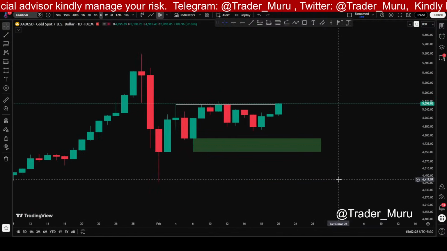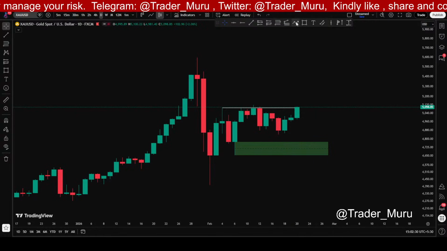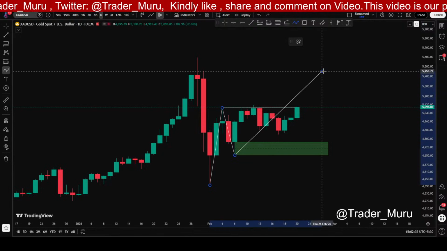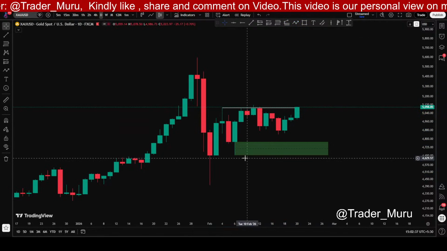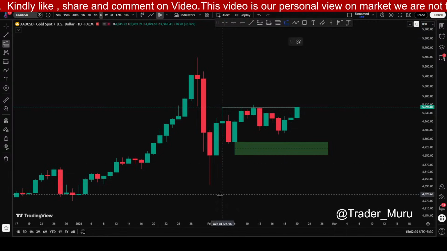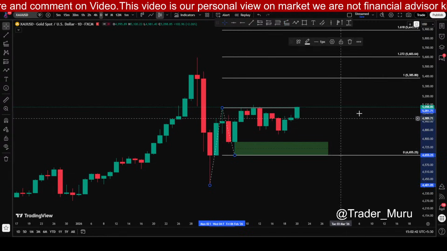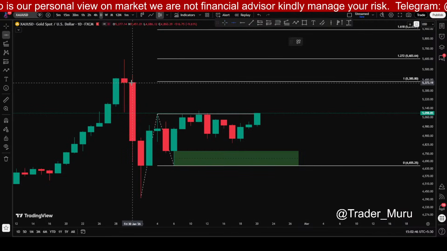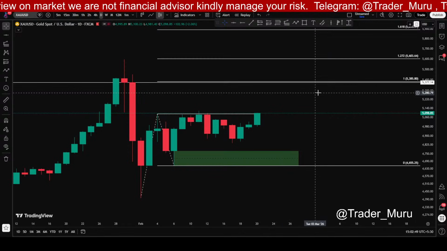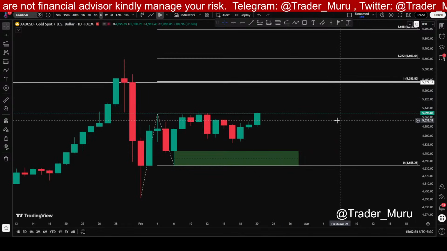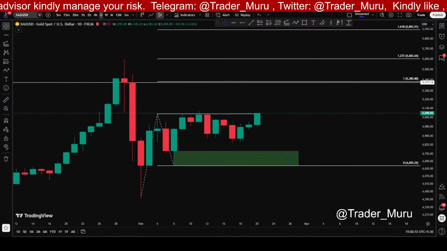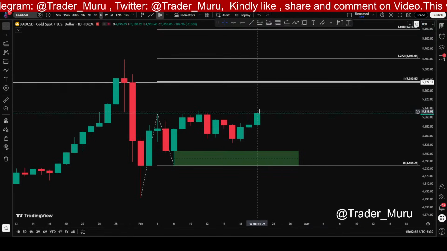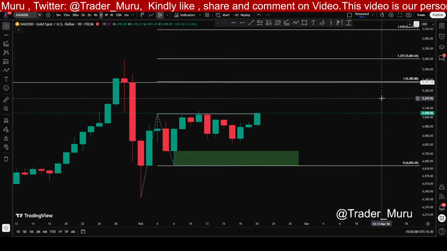In the daily time frame, our ABC wave has started. This is our A, B, and this will be our C. Most of the time C will be equal to A. So the next target will be 5385, this area. We can say that after this breakout, gold is now heading towards 5385.